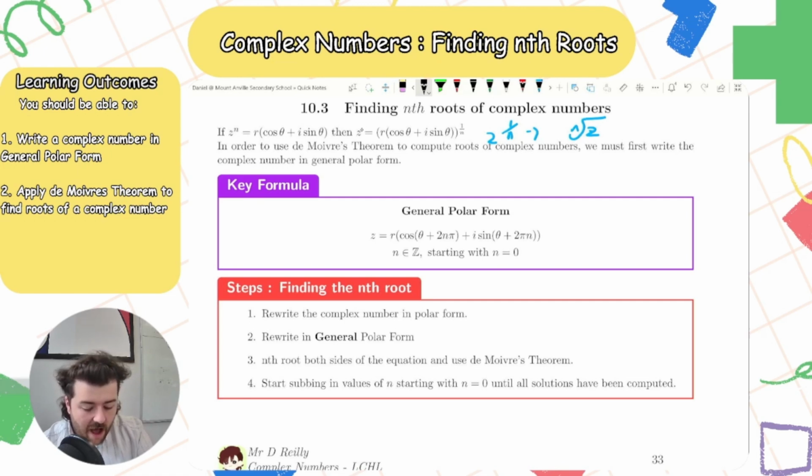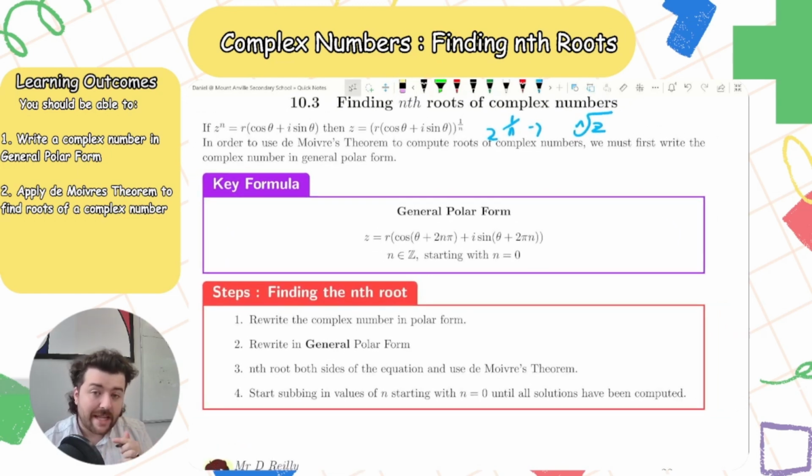In order to compute the roots of a complex number, we'll have to put both sides to the power of 1 over n. And if you recall, z to the power of 1 over n is equal to the nth root of z. So if it was z to the power of a half, we're finding the square root of z. If it was z to the power of a third, we're finding the third root of z.